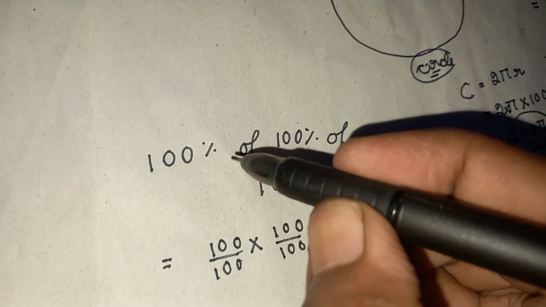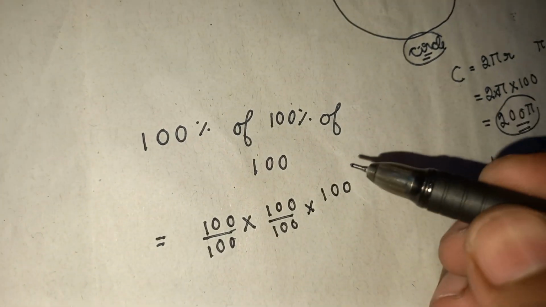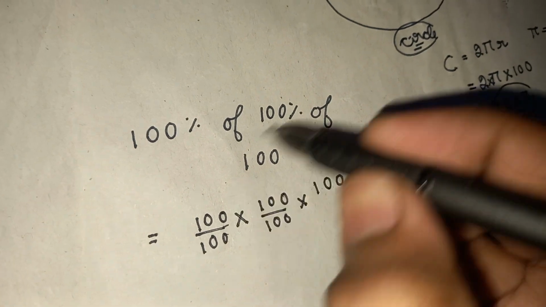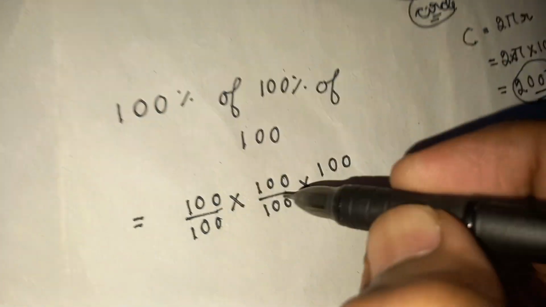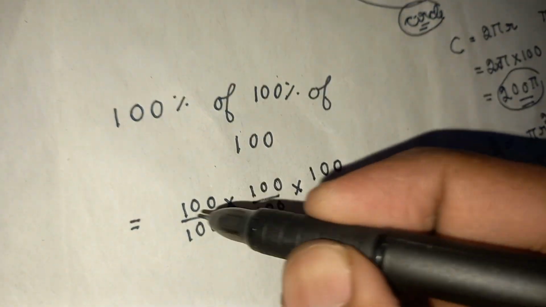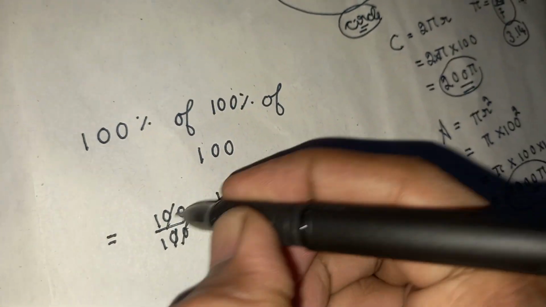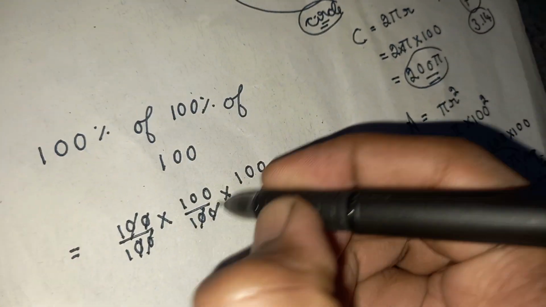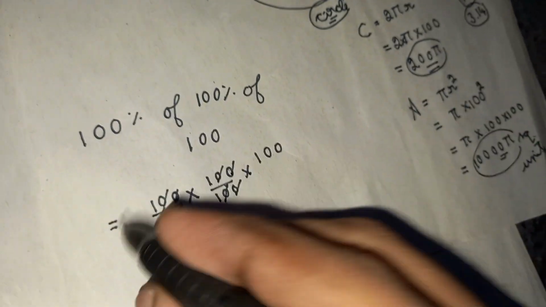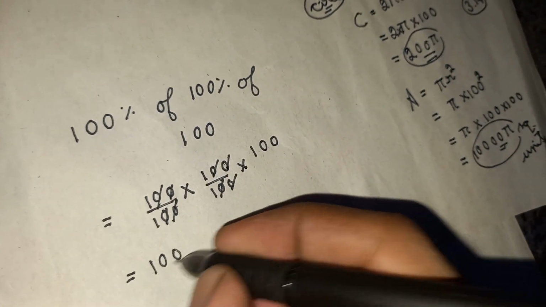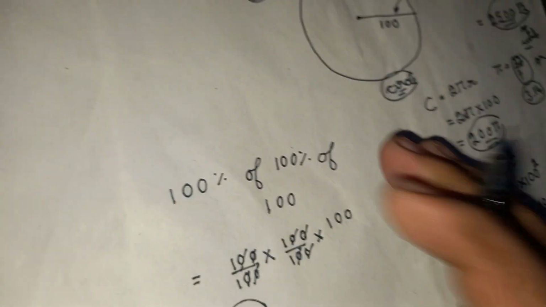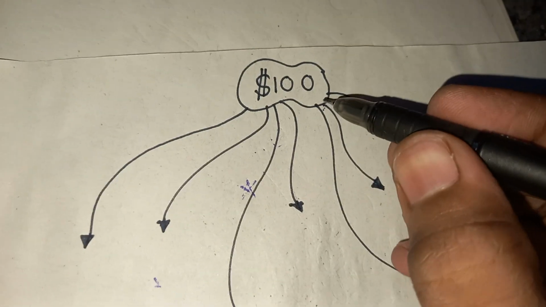Anything with a percent, you are dividing it by 100, and here also, percent is there, so divide by 100. Here also percent is there, so divide by 100. Now these two zeros cancel with these two zeros, and it's completely equal to just 100.